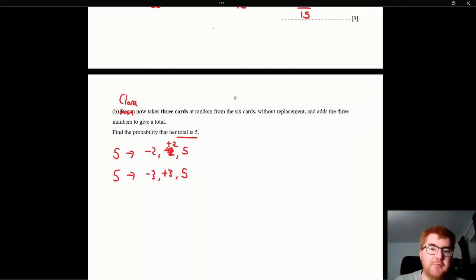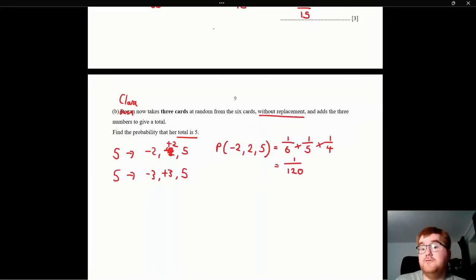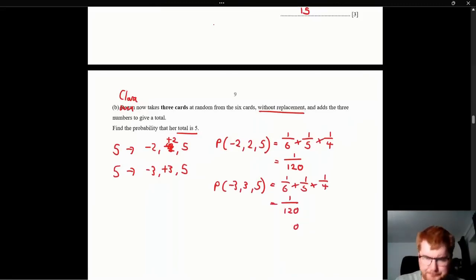Now let's have a think. The probability of getting a minus 2, a plus 2 and a 5, well, that's going to be 1 over 6 times 1 over 5. Remember, we're not replacing here, so times 1 over 4. If we multiply this together, we get 1 over 120. Again, that's going to be exactly the same for minus 3, plus 3, and 5. We still have 1 over 6, 1 over 5, 1 over 4, which is 1 over 120.